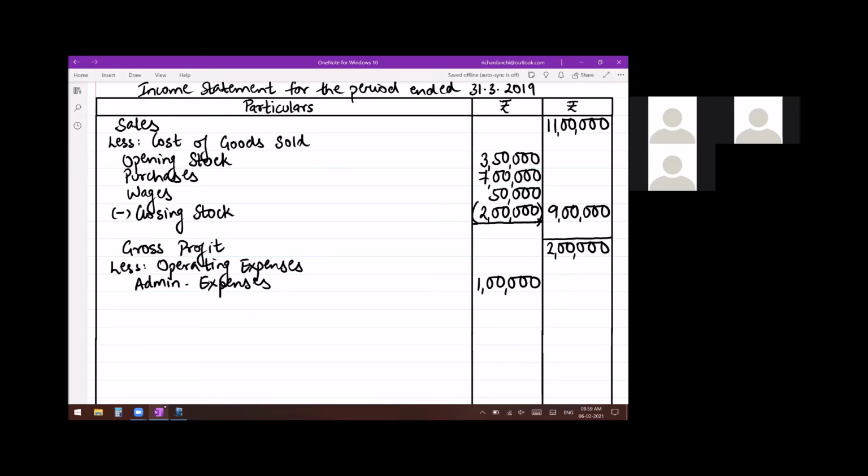Then the next given is selling expenses. Again, inner column, 50,000. And finally, finance expenses, 20,000. Below that, you write down finance expense, 20,000. And that is all of your operating expenses written one below the other. Take the total and put it in the outer column. Add up and tell me how much that is. 1,70,000.